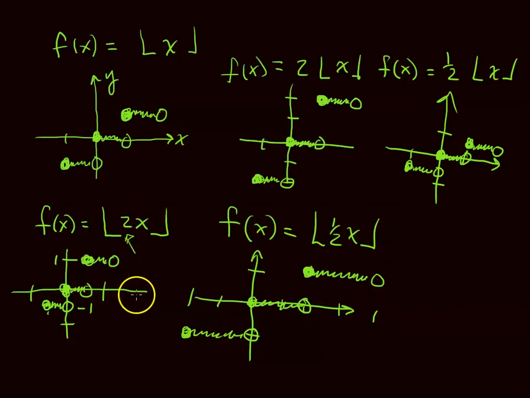2 would be a horizontal compression inside the function. Remember, this step looks a little bad here. Does this make sense? Outside the function, it stretches it with the 2 and compresses it with a 1/2. Inside, compresses with a 2, stretches it with a 1/2. Vertical, horizontal.